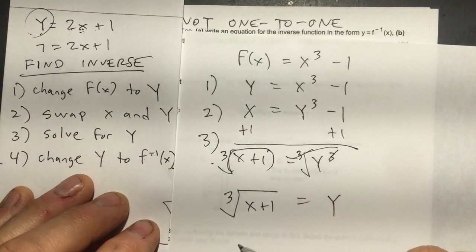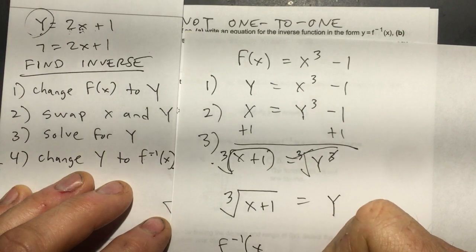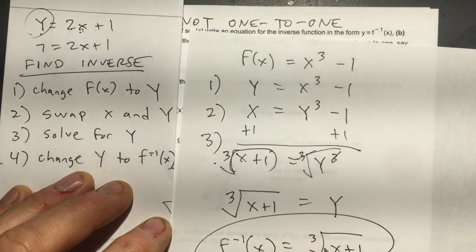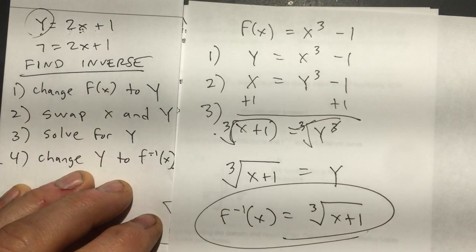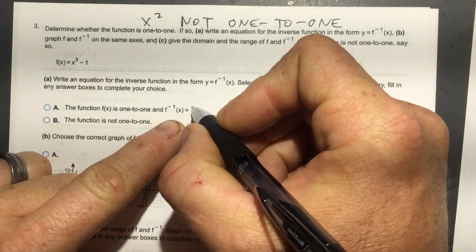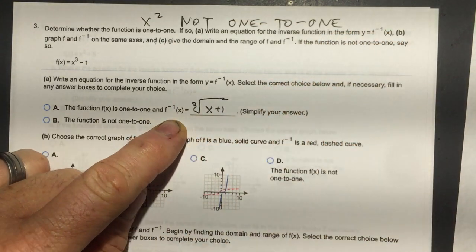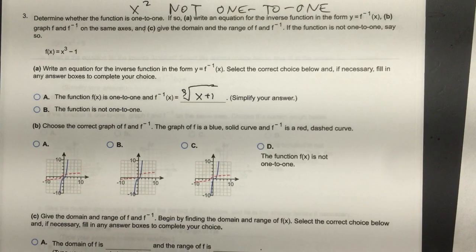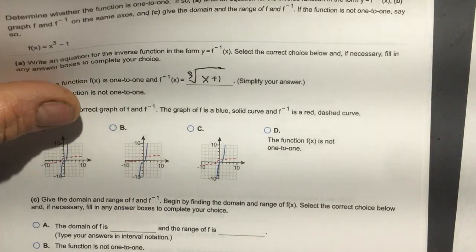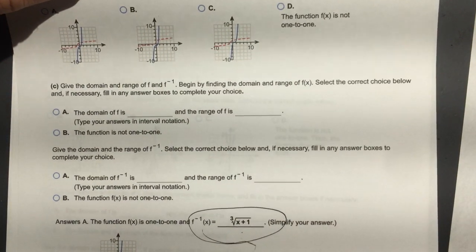All right, now, step 4, I change y to f inverse of x. So y, and I'm going to swap the sides here. F inverse of x equals the third root of x plus 1, and there's my inverse function. So I'm going to write that right here. F inverse of x equals the third root of x plus 1. And that's my inverse function. And if you see my answer down here, well, you are right. You are correct.